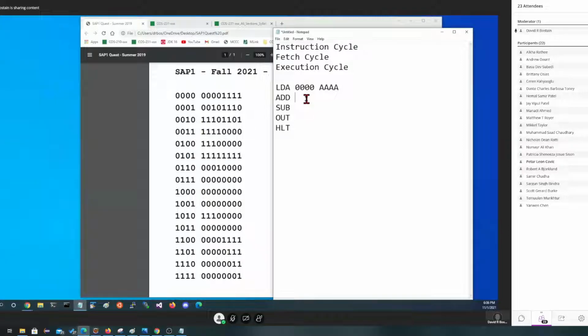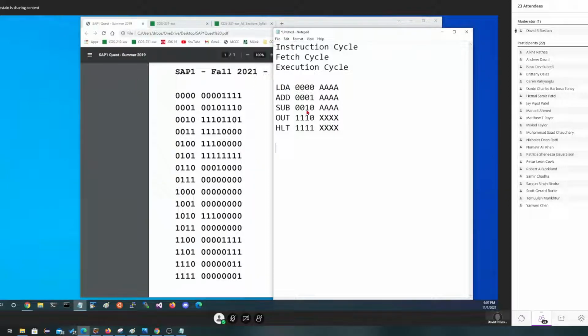Mohammed, what's the add instruction's opcode? It will be 0001. And again, the address portion is simply going to be the address we need. Nicholas, what is the subtract instruction? 0010. Okay. We know the output is this, and we don't care what these bits are. We know halt is this, and we don't care what these bits are.